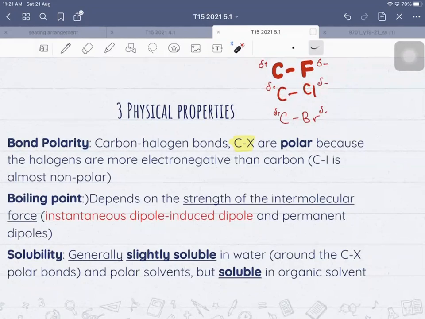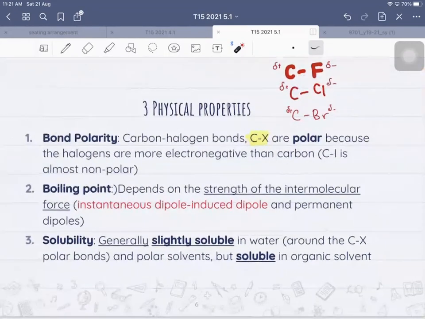The next physical property that we want to look at is the boiling point. Just like other functional groups, alkanes and alkenes, the boiling points of these halogenoalkanes depend on the strength of the intermolecular forces. For alkanes and alkenes, we saw that the intermolecular forces were only ID-ID. But for halogenoalkanes, since there is a polar bond, there is an additional intermolecular force which is much stronger than your ID-ID, and it's called the permanent dipole.